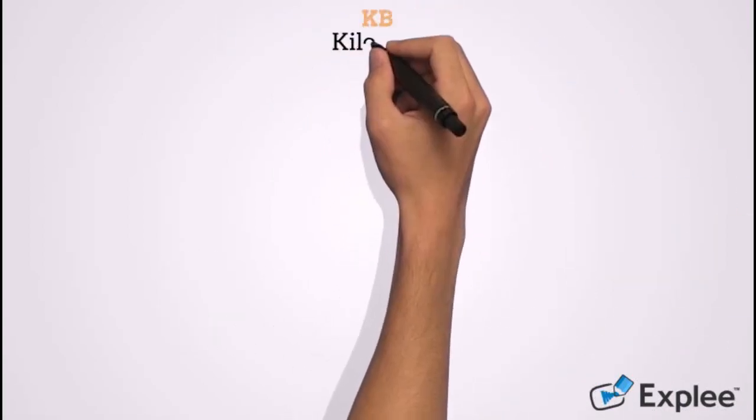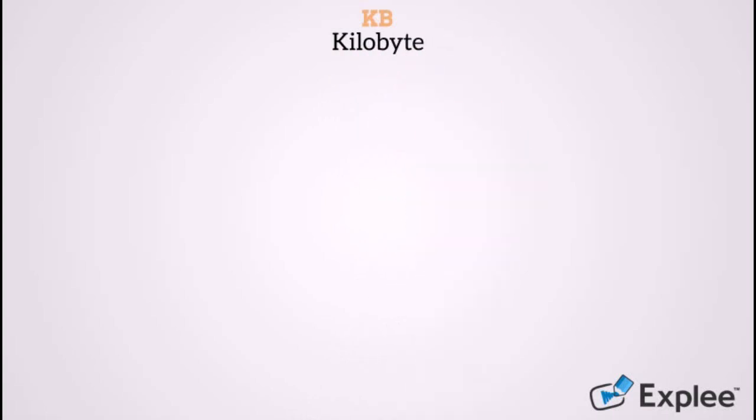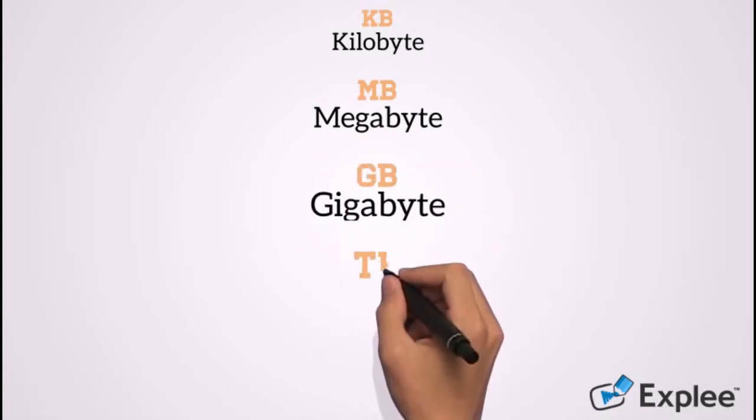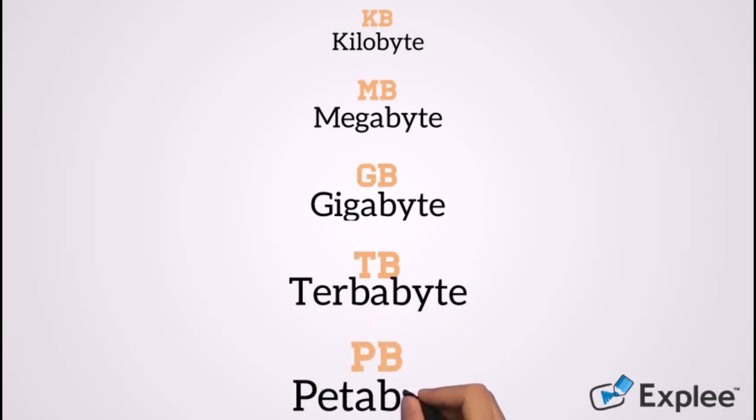In terms of storage size, the smallest unit you may see is a kilobyte, which is about the size of 1/3 of a typed page. Slightly larger than a kilobyte is a megabyte, which is almost the size of 30 seconds of a low definition video. Then comes the gigabyte, followed by terabyte, petabyte, and so on.